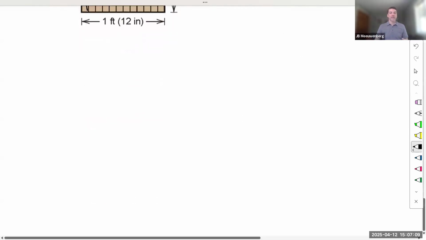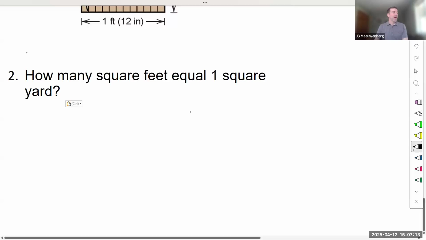So my next question to you is this, based on what we just talked about. How many square feet equal 1 square yard? Take a moment and see if you can sketch that out. How many square feet equal 1 square yard?